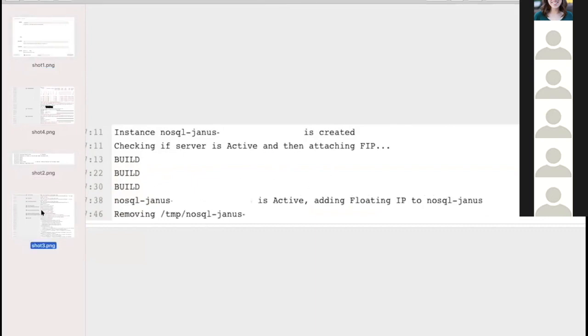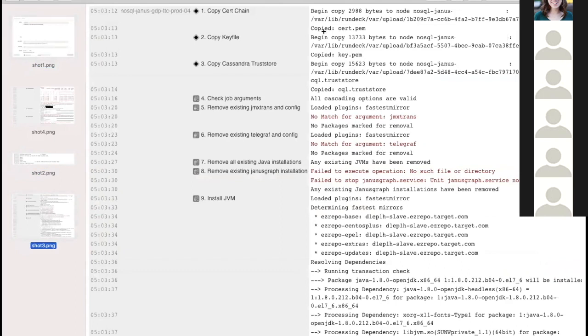And after that, we run our installation job, where again, it will go through. It'll start adding the certificates, our key files, and the Cassandra Trust Store for talking to Cassandra securely. It does a quick check to make sure that the things you've sent it are good, because it would be horrible if we started a job and everything just failed halfway through, and we'd like to fail fast.